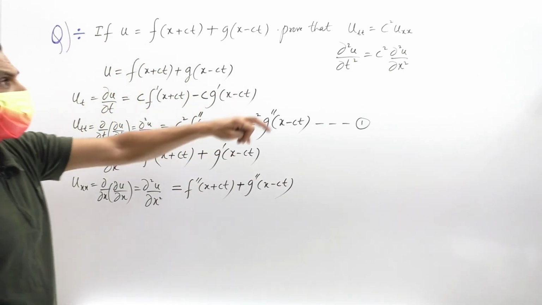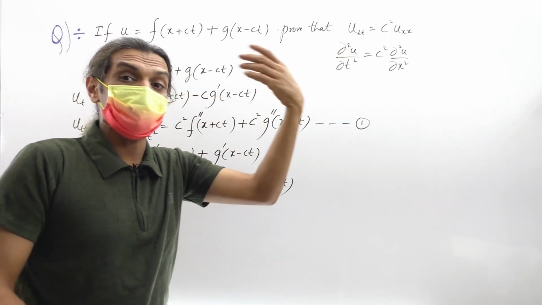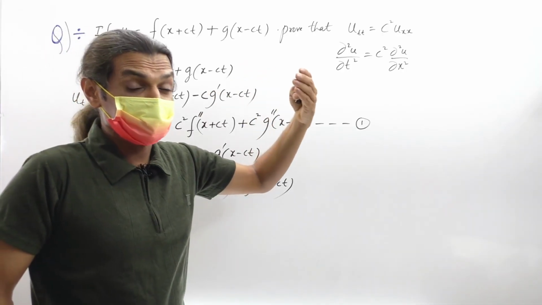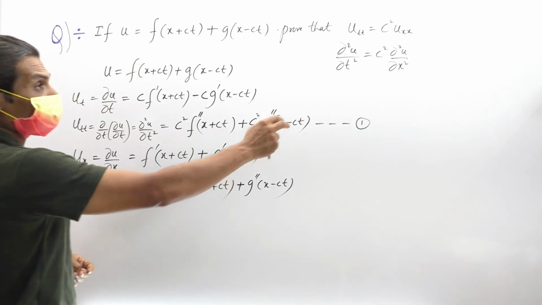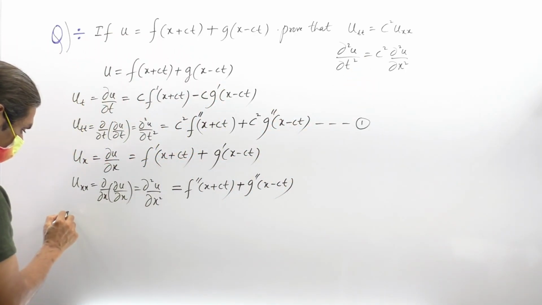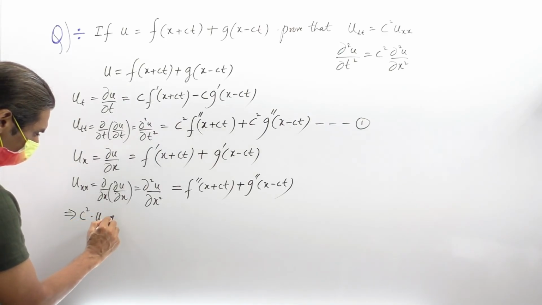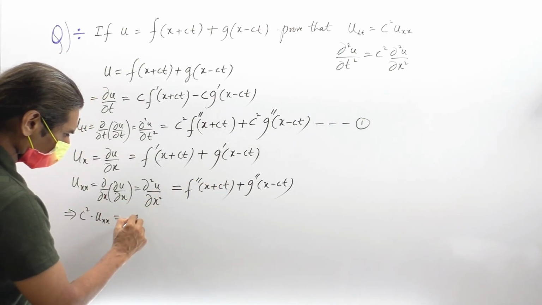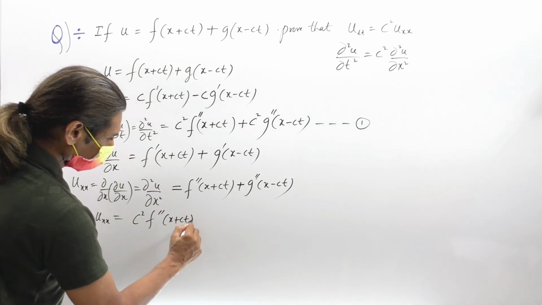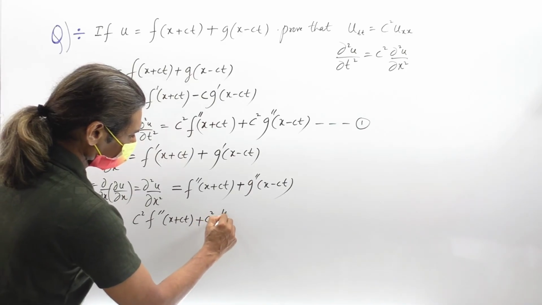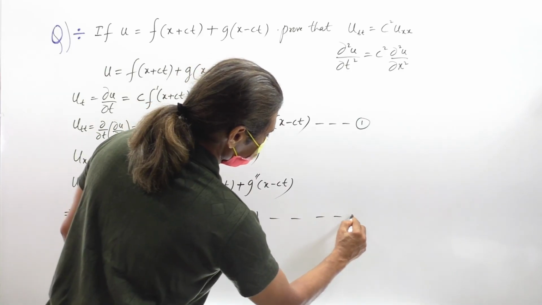That's it. Now what do we need? We need to show dou square u by dou t square is equal to c square dou square u by dou x square, or u double t is equal to c square u double x. So I have u double x, so I'll simply multiply with c square here. That implies c square into u double x is equal to c square into f double dash of x plus ct plus c square into g double dash of x minus ct. That's it. I'll take this as equation 2.